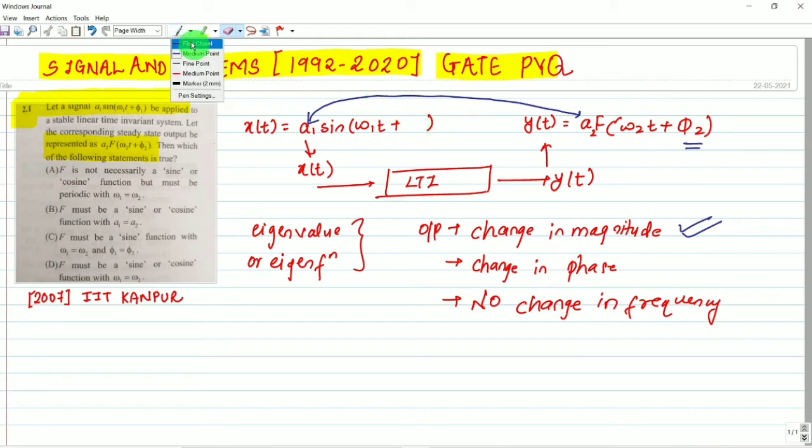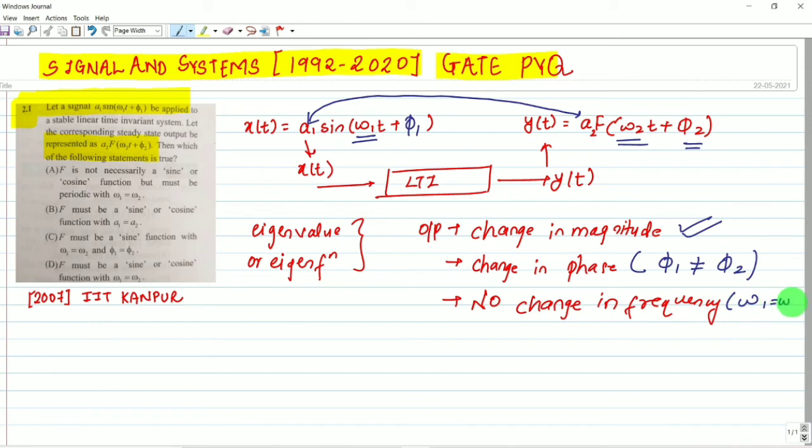I have done something wrong. It will be phi 1. We are talking about phase, so we have to check the condition for phi 1 and phi 2. A change in phase means phi 1 should not be equal to phi 2. This is the second condition. And what should be the third condition? There should be no change in frequency. If we are talking about frequency, we have to check omega 1 and omega 2. No change in frequency means omega 1 should be equal to omega 2. These are the three conditions.